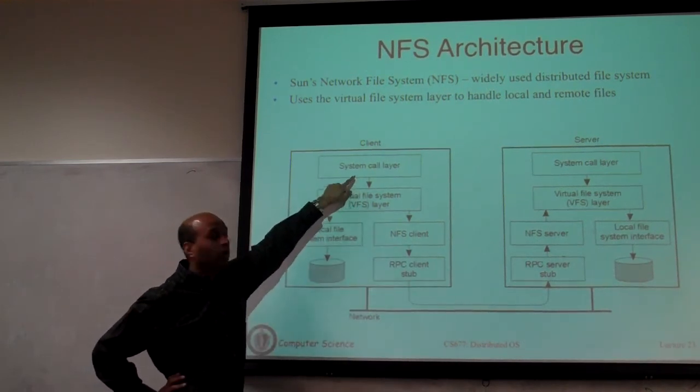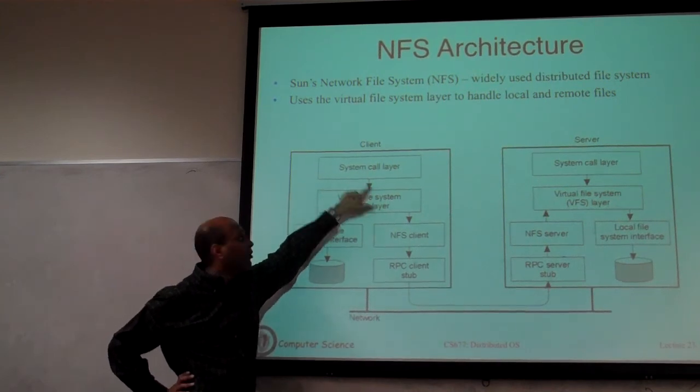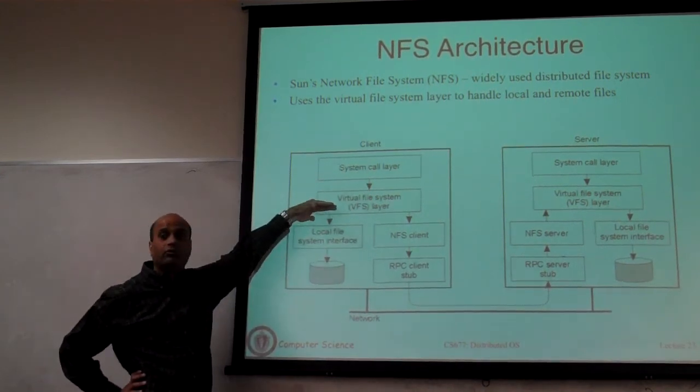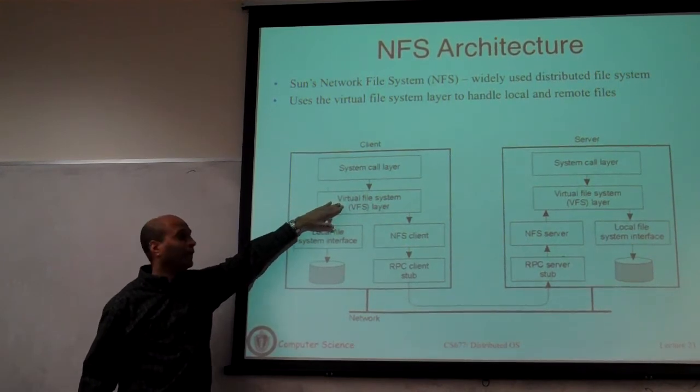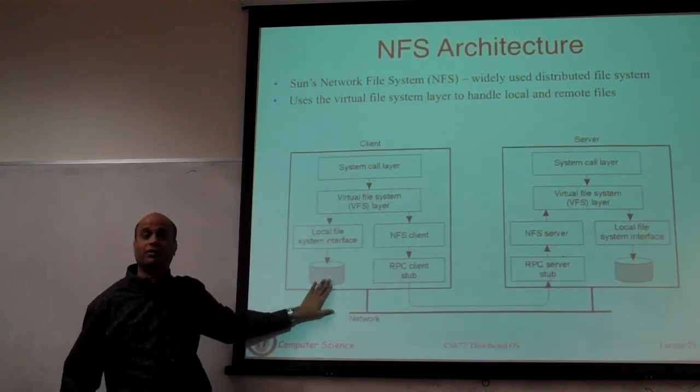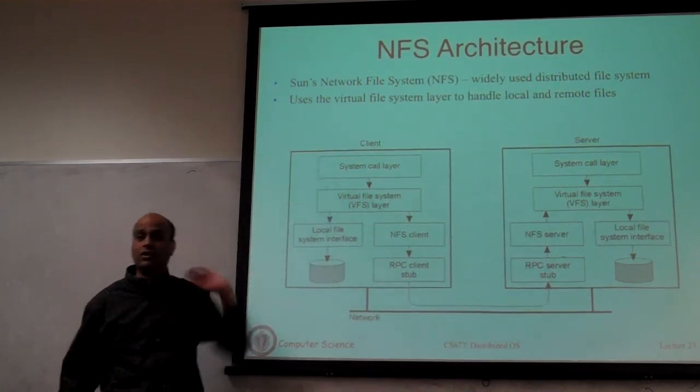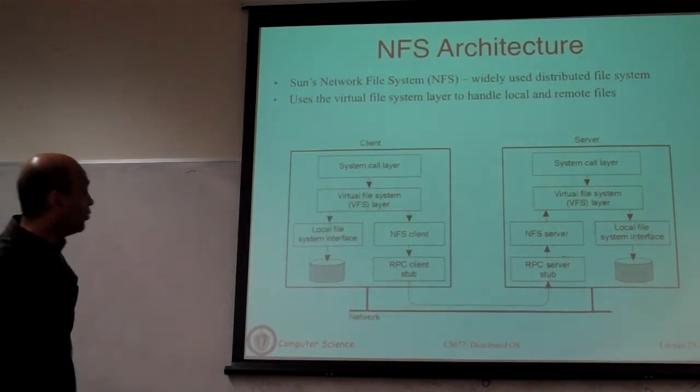If it's a local file, then you basically have system calls that go to this layer called the virtual file system, or the VFS layer. And if it finds that it's a local file, it just sends it to the local file system. It accesses the local disks and returns whatever results are being requested.